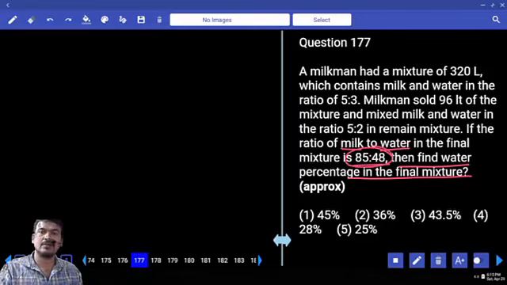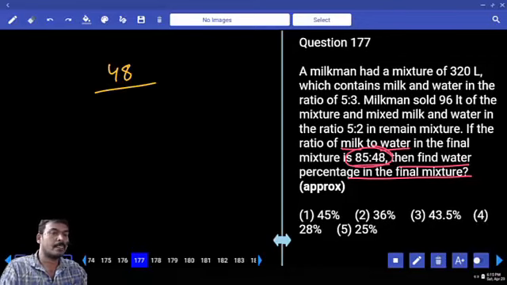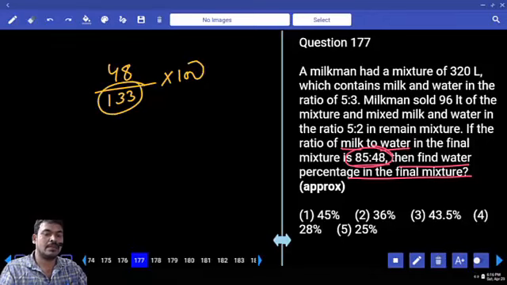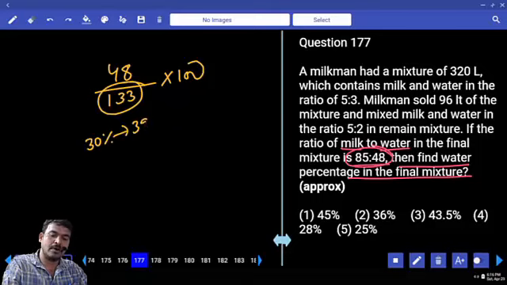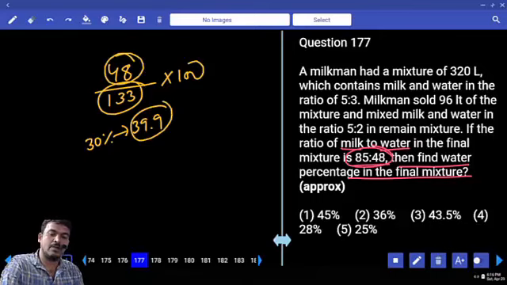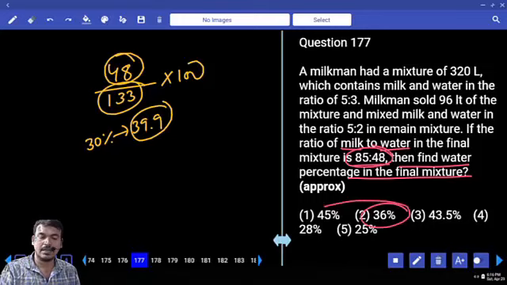But we require the water percentage in the final mixture. Then we take only the final ratio. Water is how many parts? 48. Total mixture 133, multiplied by 100, we get the percentage. Okay. What is 10% of 133? 13.3. What is the 30% value? 39.9. It is more than 30%. Yes, sir. What is the difference between 40 and 48? Almost 8. It is more than 30% but less than 40%. Then the answer is 36.